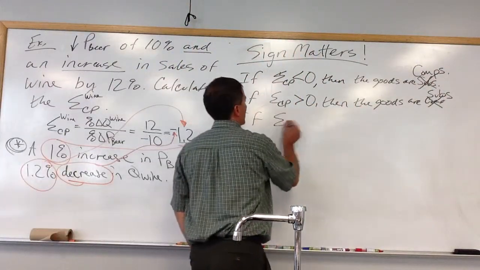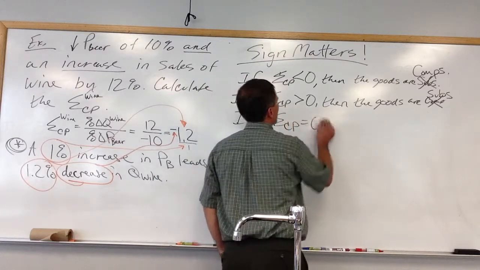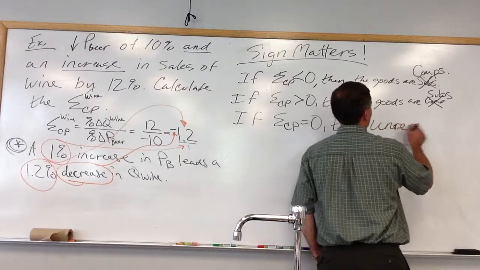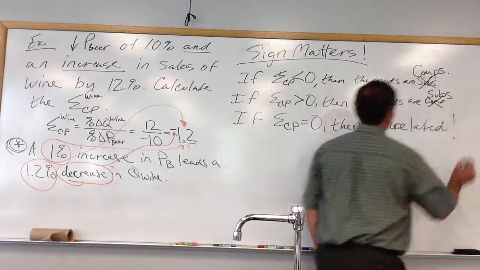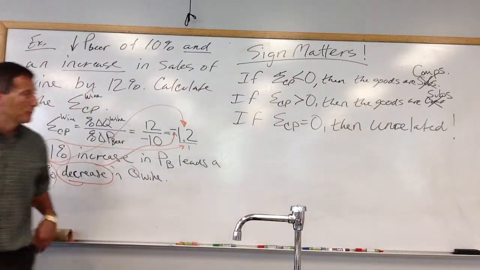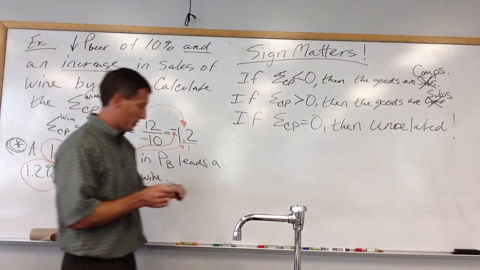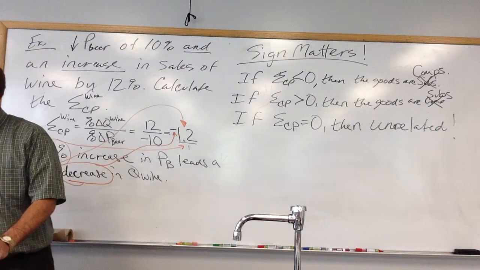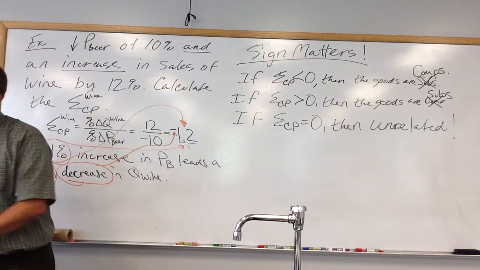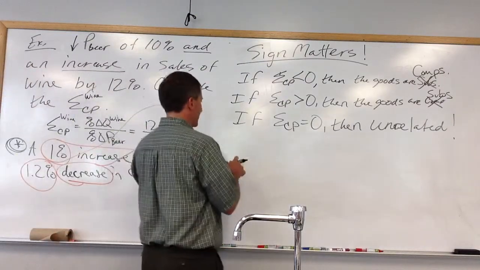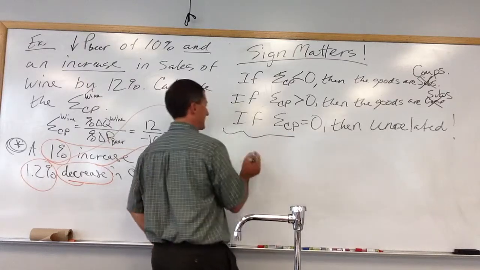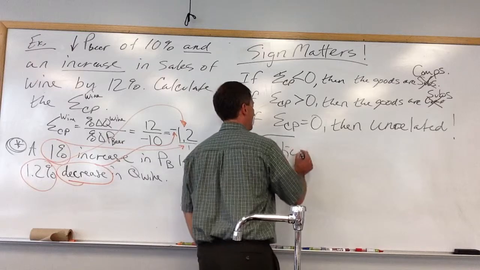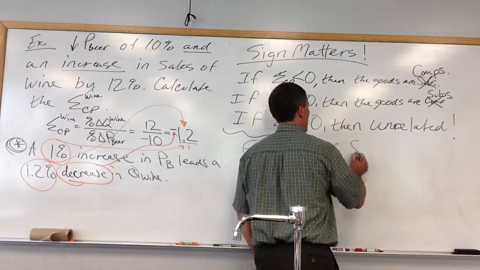Finally, if it's equal to 0, what do you figure between these two goods? They are unrelated. Good. See, we're catching on. Unrelated. Those two things don't belong with each other. No relationship between each other. All right. Final elasticity is the supply elasticity. The elasticity of supply.